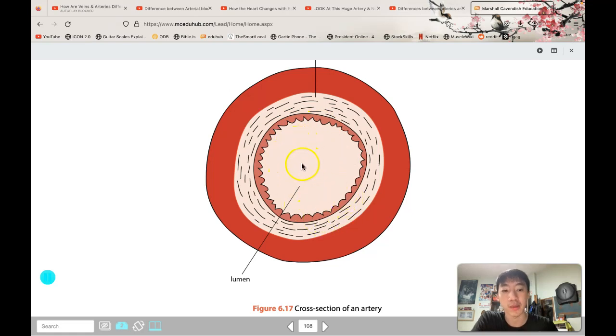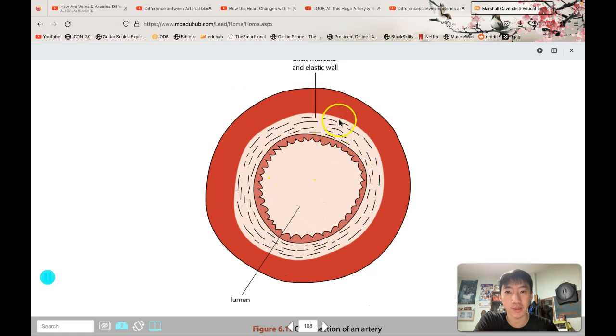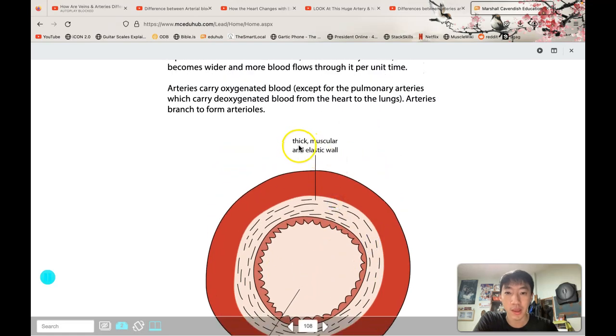It also applies to your digestive system, right? So the lumen in your small intestine, the lumen in your large intestine. It's just an empty space. As you can see, there's a very thick layer, this is the muscle in pink. It's very muscular and it is also elastic.